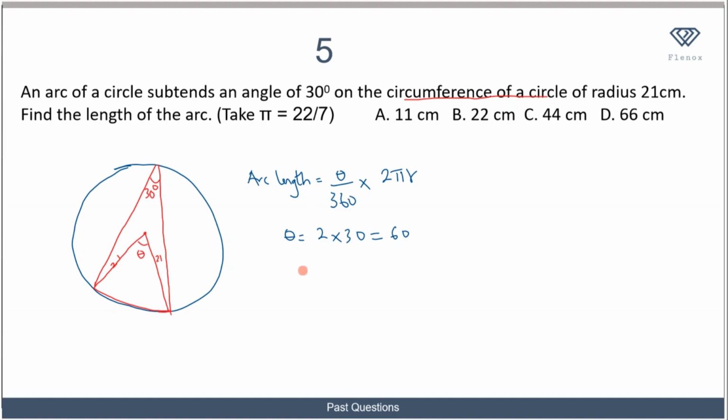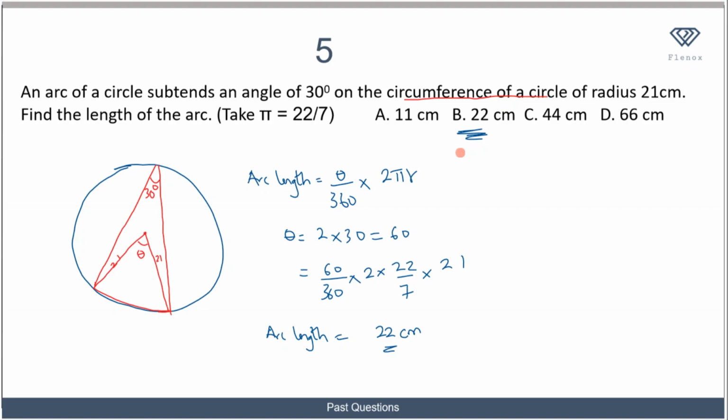So now I can calculate the arc length. I know that theta now is 60, so 60 over 360 times 2. I'm told to take my pi value as 22 over 7, and my radius is given as 21. When I punch this through my calculator, I get my arc length to be equal to 22 centimeters. So the correct answer to this question is option B, 22 centimeters.